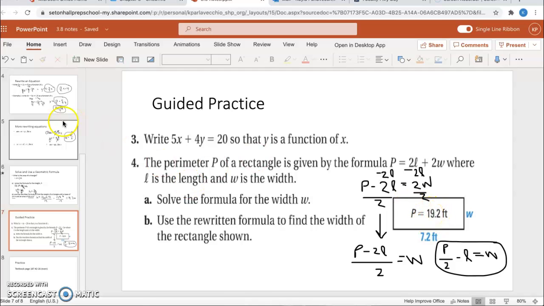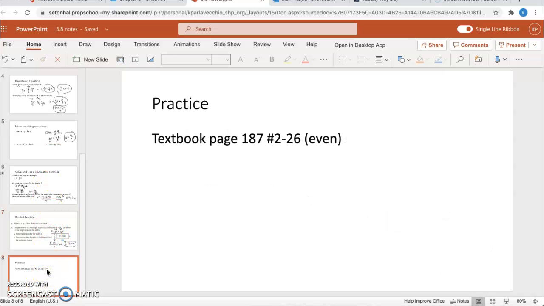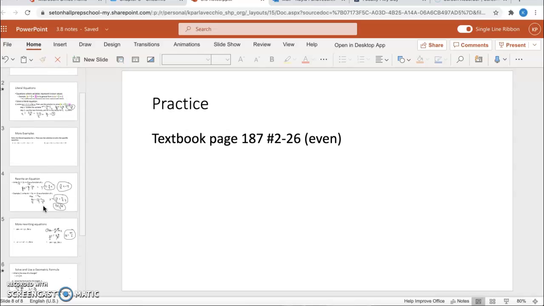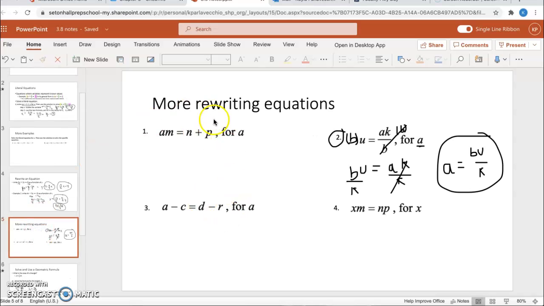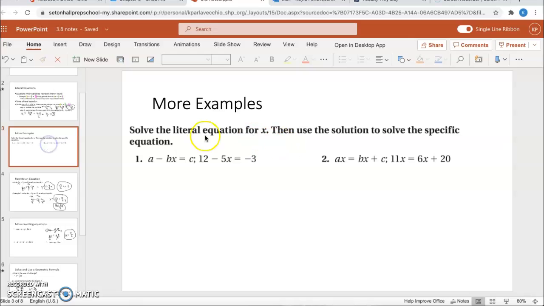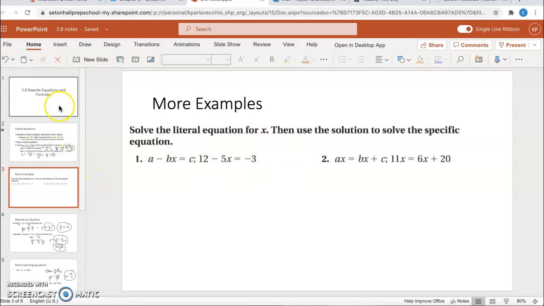I hope this video was helpful to solve literal equations. Again, there's a few different extra practice problems from the textbook that I probably would assign for homework, a couple examples here to rewrite literal equations, and again, more examples here as well. Good luck, and I can't wait to teach you all again in person.